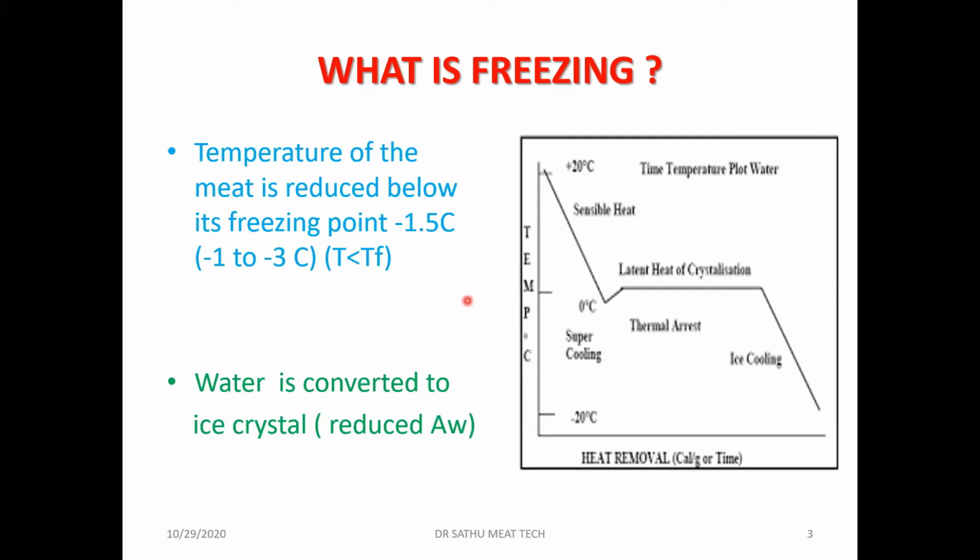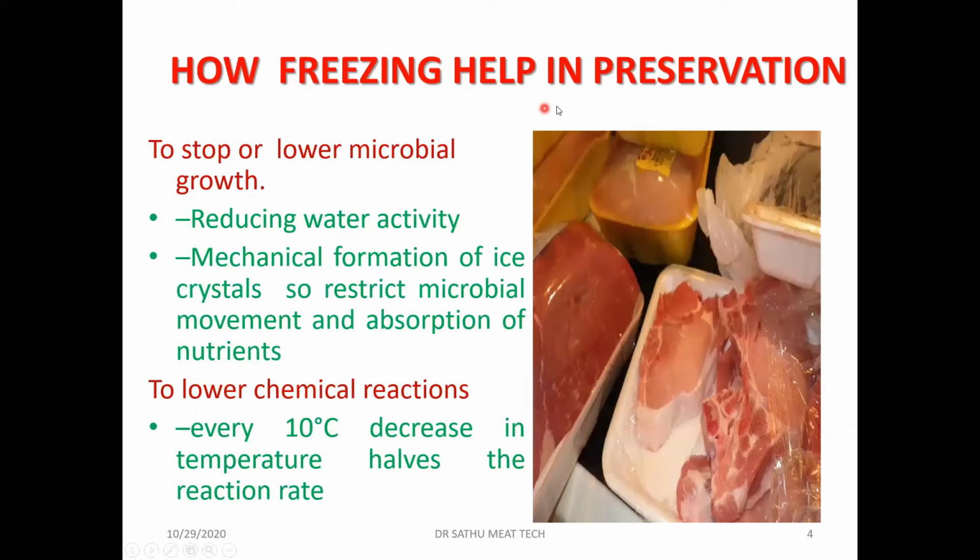The water in the meat or in the food material is converted into ice crystals during freezing. So that is what we do during freezing. So how does freezing help in preservation, or what is the goal of doing freezing? We basically have two goals in freezing. One is to stop or lower the microbial growth. Another is to lower or stop the chemical reactions that are taking place in the food materials.